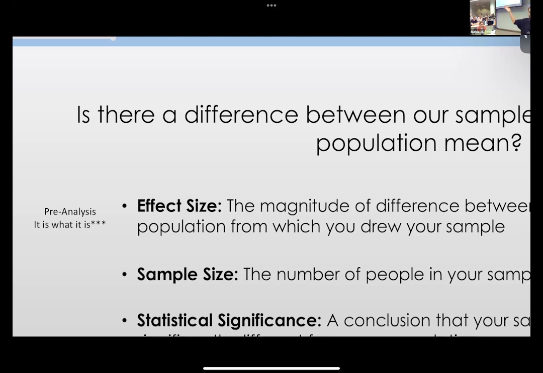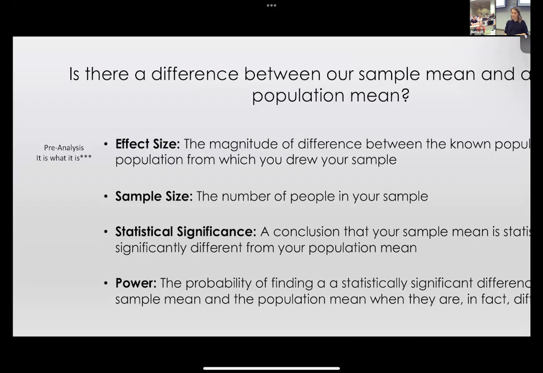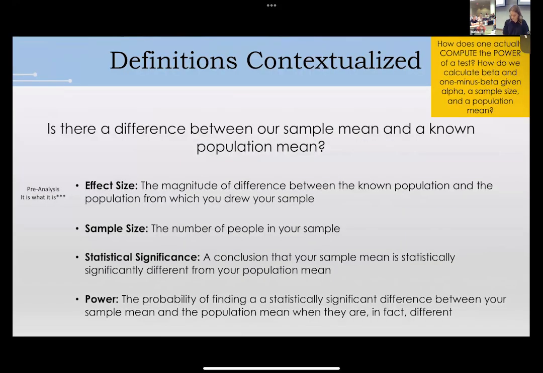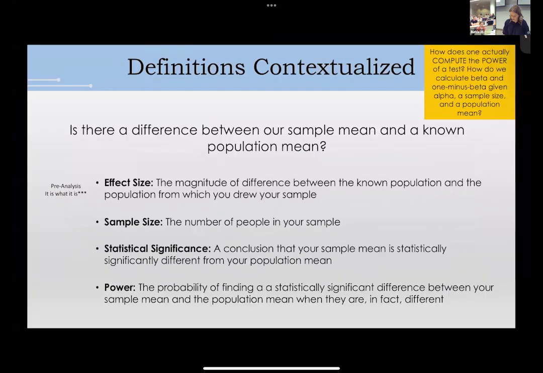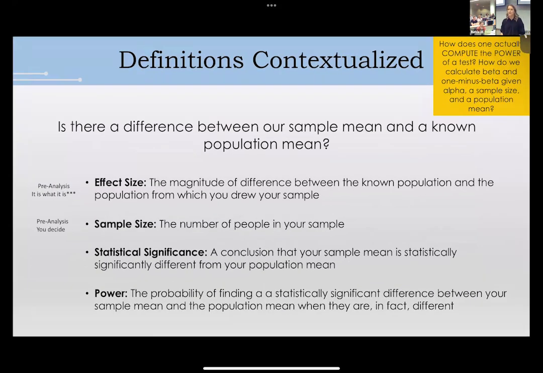The actual effect, things work or they don't, right? So it's misleading to say I can manipulate effect size, but you can increase dosage and you can calculate an effect size for a particular study, which we did with Cohen's d. Sample size. This one's easy. Number of people in your sample. When do we decide that? Pre-analysis, right? Pre-analysis. Who decides it? You decide, right?